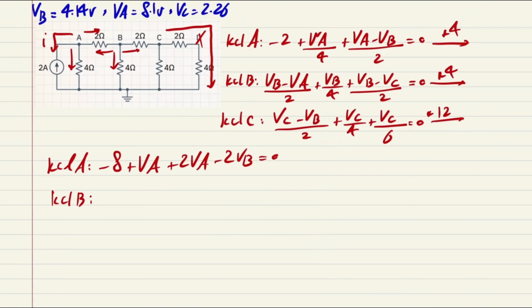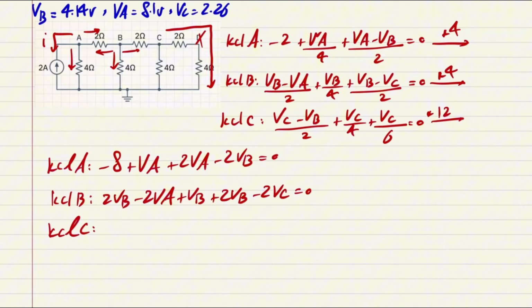KCL at node B would be 2VB subtracted by 2VA plus VB plus 2VB subtracted by 2VC equals 0. Then the KCL at node C would be multiplied by 12. So it would be 6VC subtracted by 6VB plus 3VC plus 2VC equals 0.